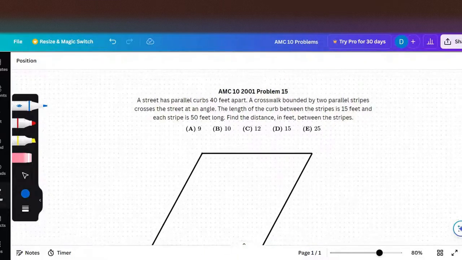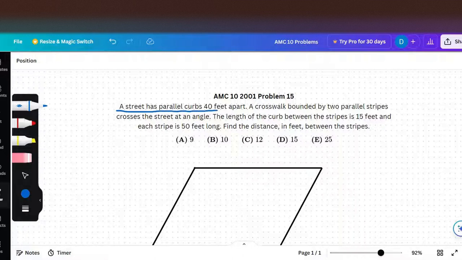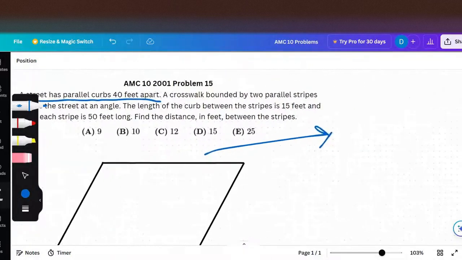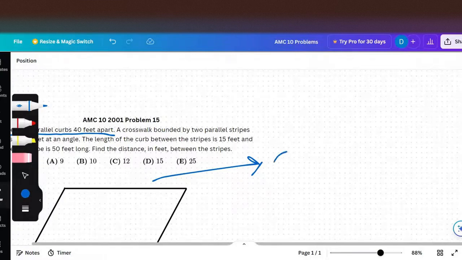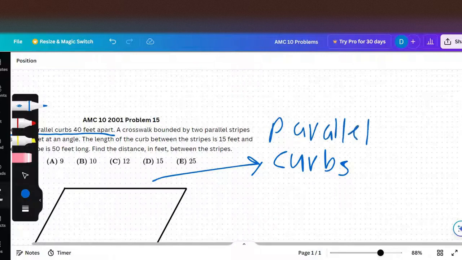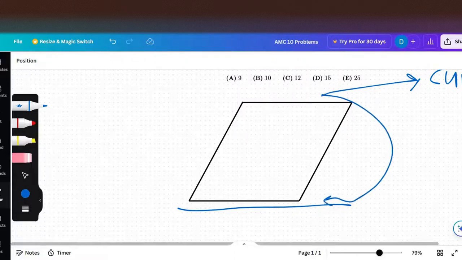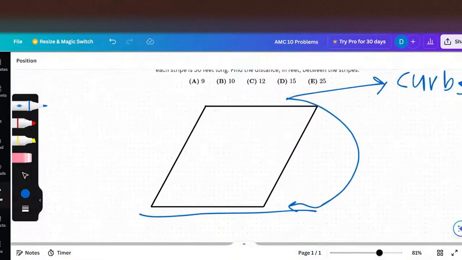I want you to start by listing the description of the figure. It says a street has parallel curbs 40 feet apart. Whenever you see parallel, it's usually talking about a parallelogram. So the top of the parallelogram is the parallel curbs, and this also goes for the bottom. They're both parallel curbs, and the parallel curbs are 40 feet apart.